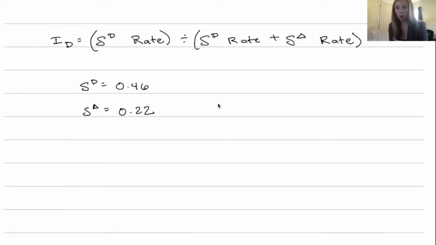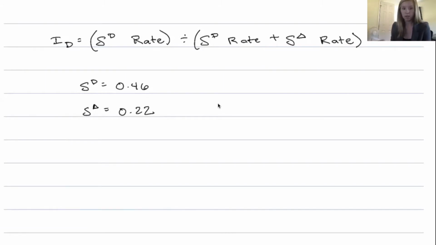Okay, so I'm going to walk us through how to solve for the discrimination index. So I've got the formula written at the top already here, as you can see. And the formula is the rate of responding during the discriminative stimulus, or SD, divided by the combined rate of responding during the discriminative stimulus, or SD, and the S delta, or extinction stimulus.